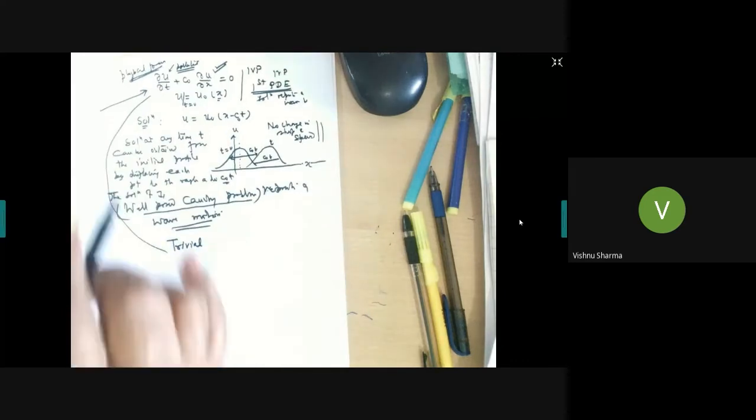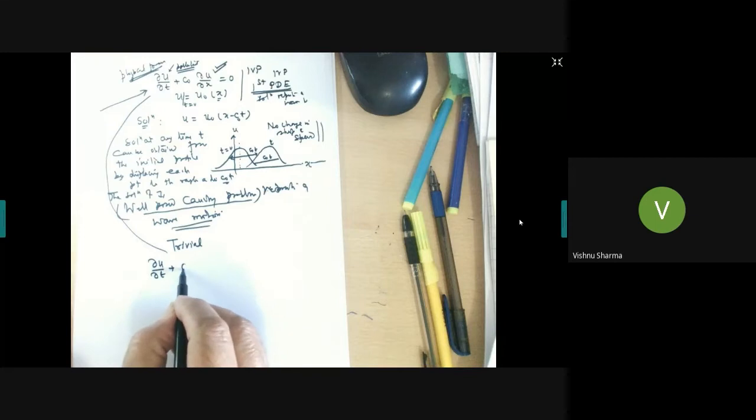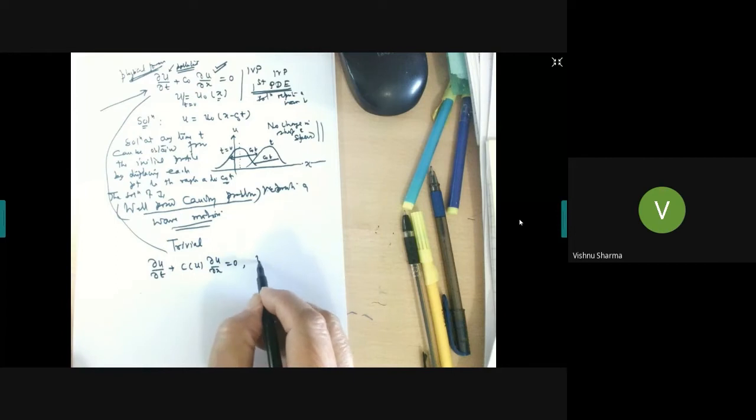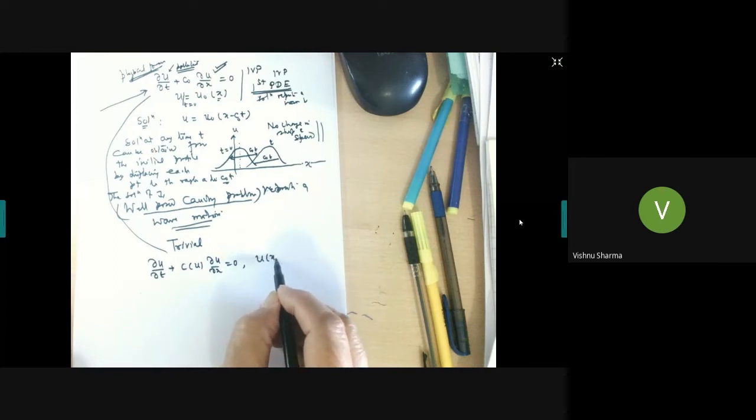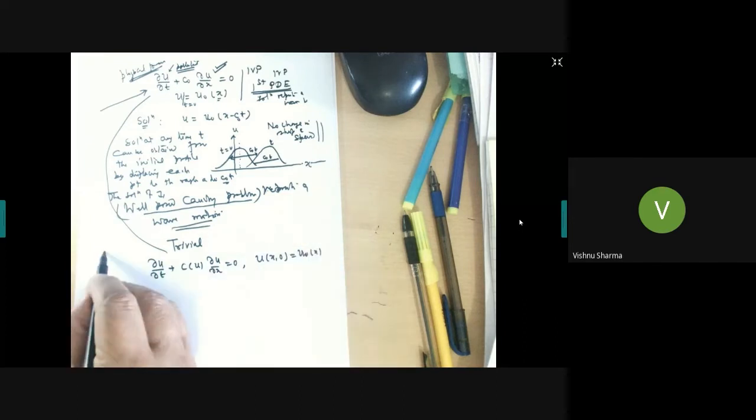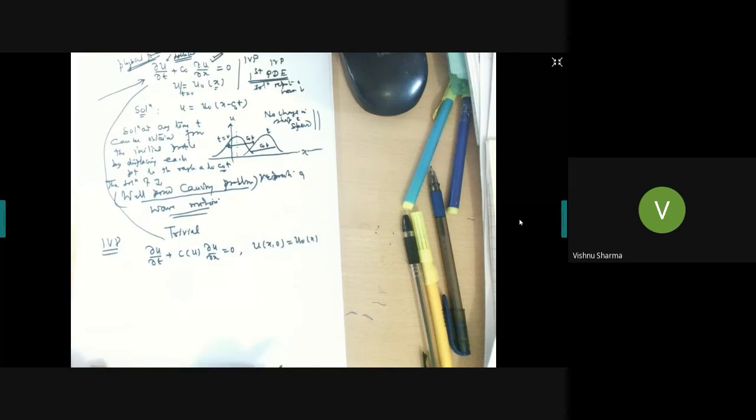However, what will be its nonlinear counterpart? Del u by del t plus c, which is not constant but a function of u, del u by del x equals 0, with the initial condition that u at t equal to 0 is equal to u naught of x. So tell me, what is the nature of this partial differential equation?